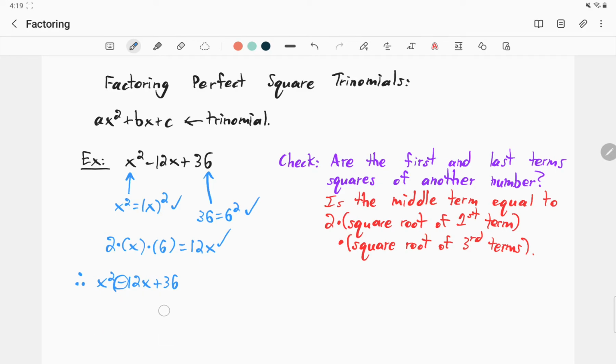Let's rewrite that. It's a little messy. So again, I'll reiterate. Take the square root of the first term, take the square root of the third term, take the sign from the middle term, put it in the middle, square the whole thing. X minus 6 squared is the factored form of x squared minus 12x plus 36.